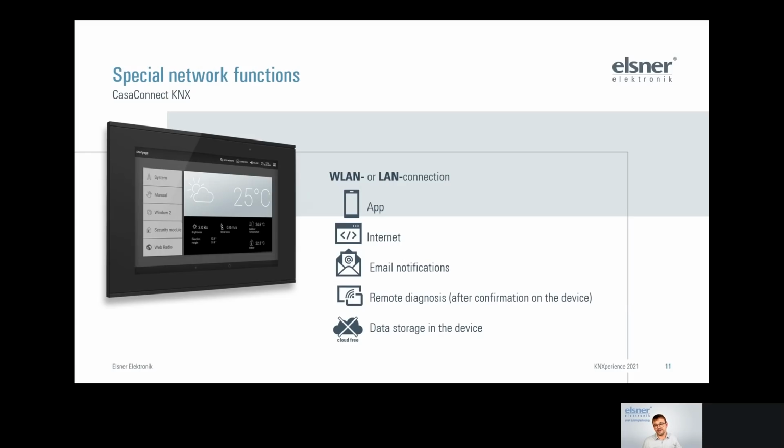A wireless LAN, or alternatively a wired LAN connection, is integrated into the CasaConnect. The CasaConnect can be controlled and managed via the app using a mobile phone or tablet. Error messages can be communicated via email notifications. Up to 16 addresses can be stored within the Casa. Remote diagnosis is possible via TeamViewer. To start a remote diagnosis, access must be granted on the device itself. This means that a CasaConnect cannot be accessed externally without confirmation on the device itself.